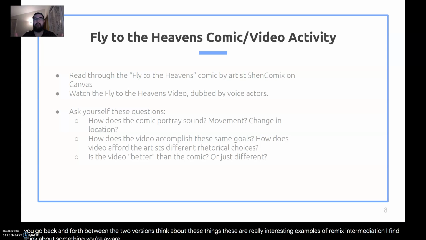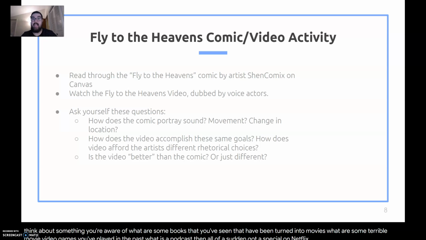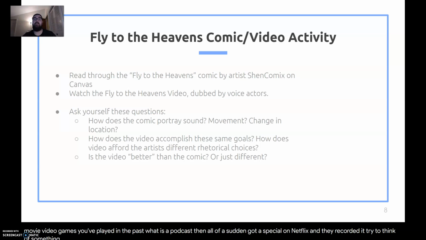Think about some that you're aware of. What are some books that you've seen that have been turned into movies? What are some terrible movie video games you've played in the past? What is a podcast that all of a sudden got a special on Netflix and they recorded it? Try to think of some things that you've seen in your daily life that connects to this concept of multimodality, remix, and remediation, and be thinking a little bit about your favorite way of communicating multimodally.